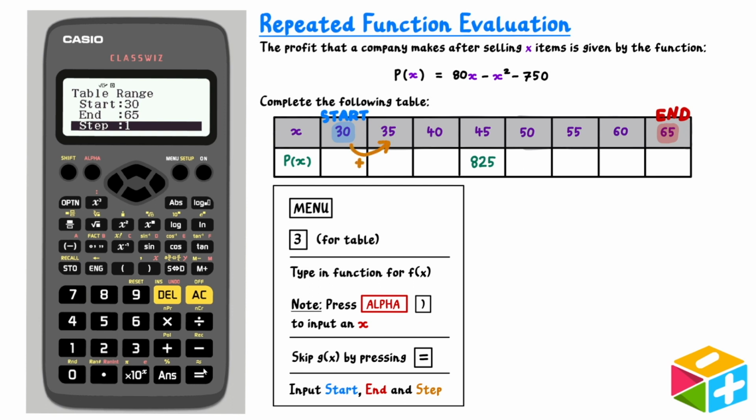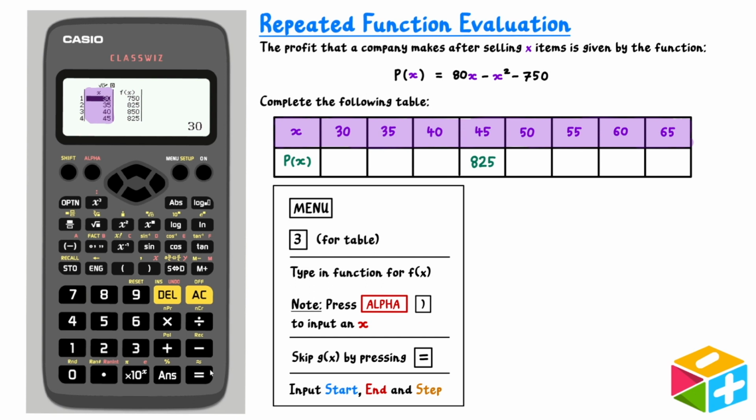30 plus 5 is 35. 35 plus 5 is 40. 40 plus 5 is 45, and so on. After we've input everything, we should press the equal sign. Our calculator now provides us with all the function values for the table.